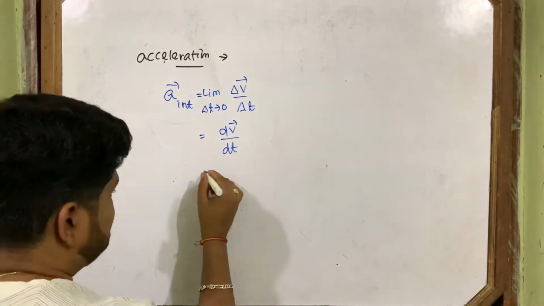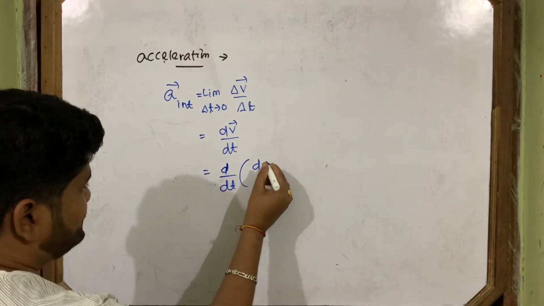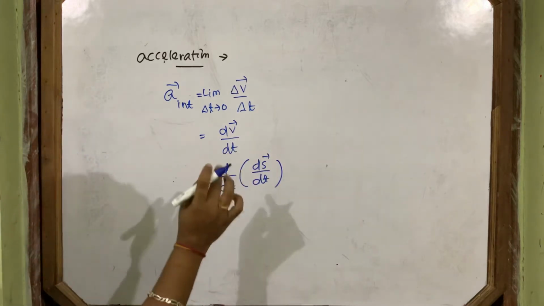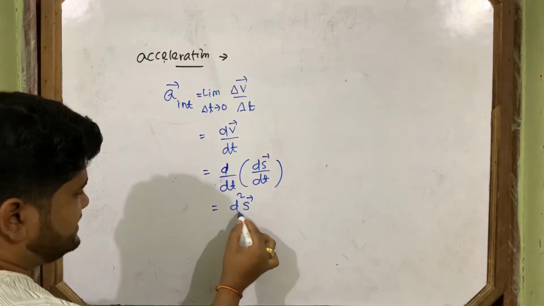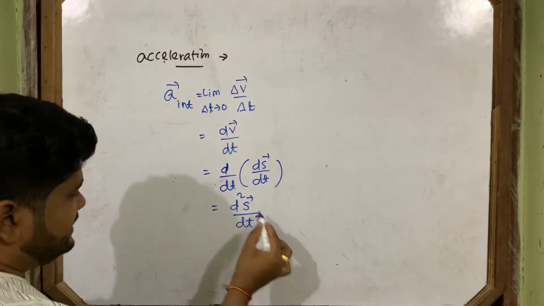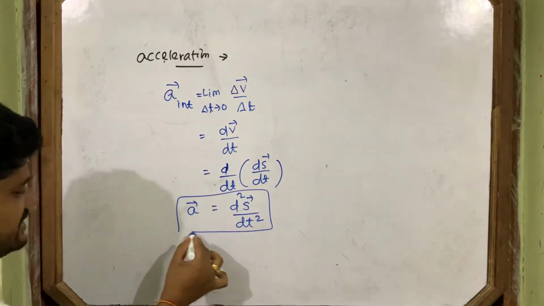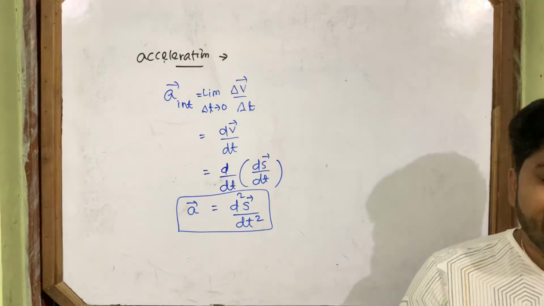Also we can write this expression more as d by dt of ds by dt. In place of v, I wrote its instantaneous formula. So it now becomes d square s by dt square. So this is another formula of instantaneous acceleration: d square s by dt square.